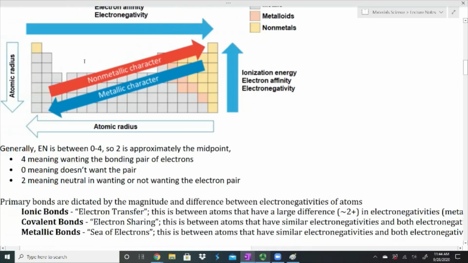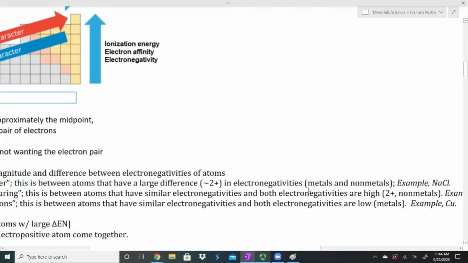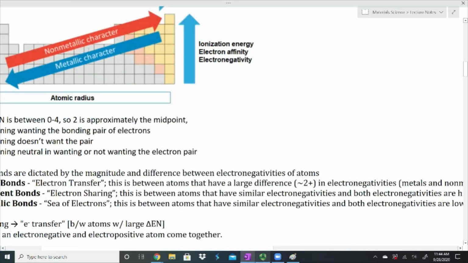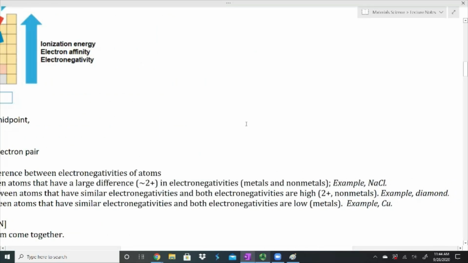Lastly, metallic bonds, often talked about as a sea of electrons. This is between atoms that have similar electronegativities, but both electronegativities are low, and those would be our metals, these gray boxes that we see. An example would be something like copper.